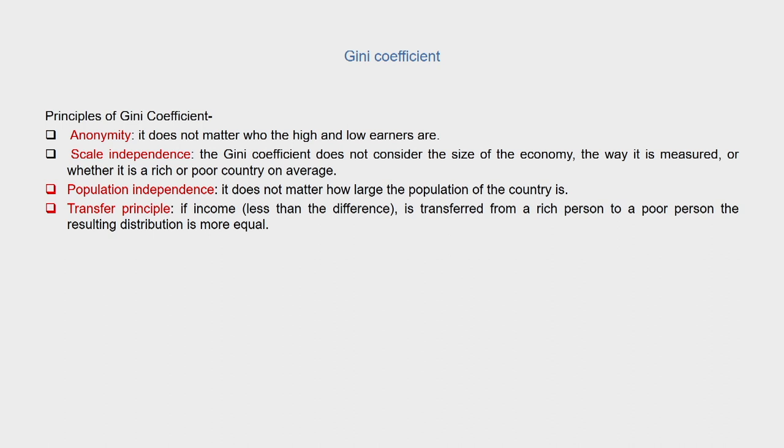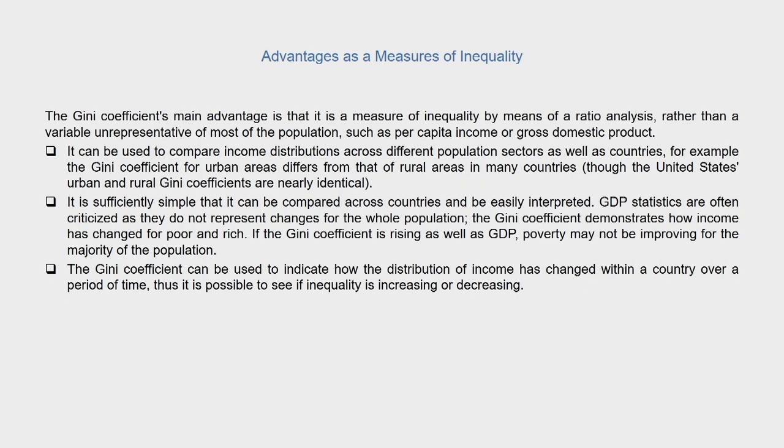And it does not matter how large the population of the country is, and if income is transferred from a rich person to a poor person, the resulting distribution is more equal. So, it satisfies all of these principles, because of which the Gini coefficient is a highly used measure of inequality. Now, let us pinpoint some of the main advantages of using the Gini coefficient as a measure of inequality.